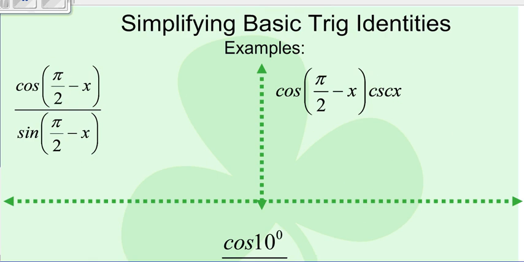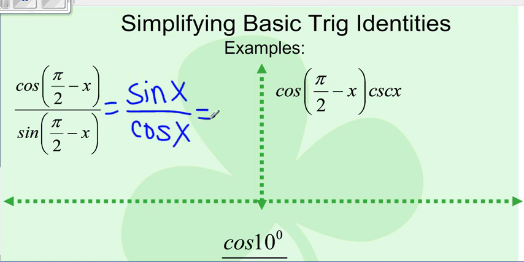So let's look at how we might use that. So cosine of pi over 2 minus x is going to give us sine. Okay, and sine of pi over 2 minus x gives us cosine. And sine over cosine is equal to tangent. So our final answer there would have been tangent of x.